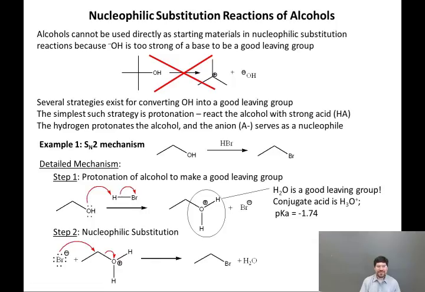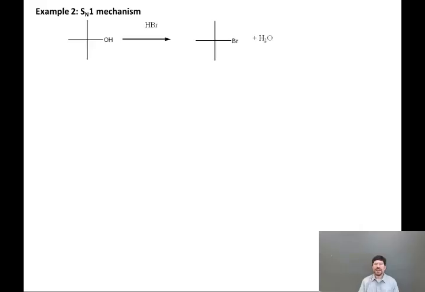Once you've made a good leaving group, now the bromide ion that got generated in the first step can attack the carbon of the protonated ethanol, kick out the water as a leaving group, and carry out the SN2 reaction. We can do a similar reaction going through the SN1 mechanism, except it's going to be one more step.